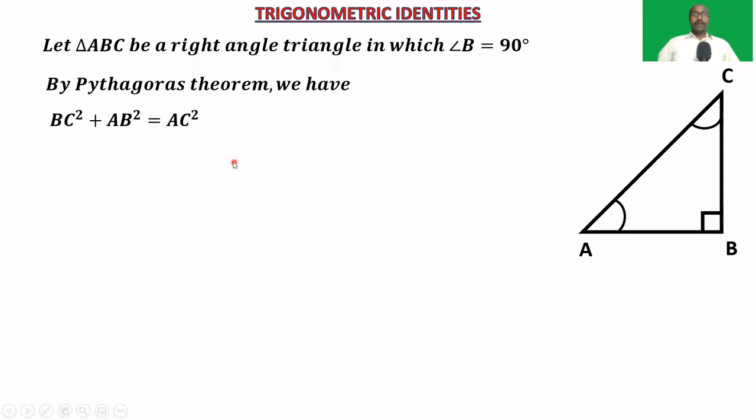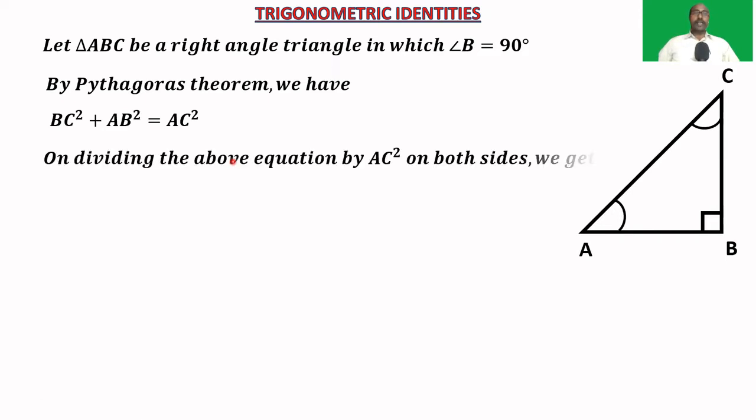Now, dividing this equation by AC square on both sides, we get BC square plus AB square by AC square is equal to AC square by AC square. Here we are dividing the whole equation by AC square.